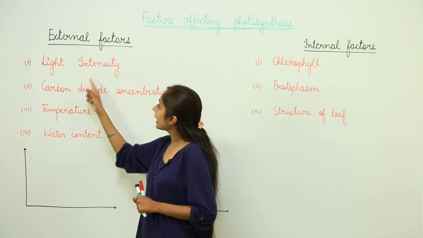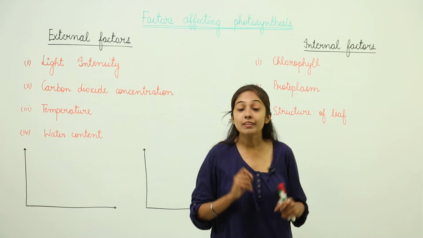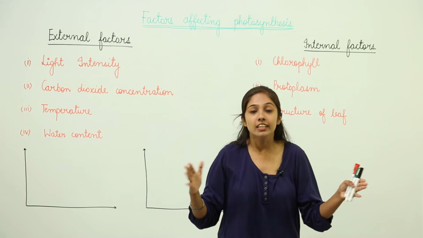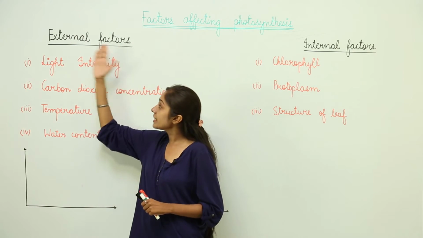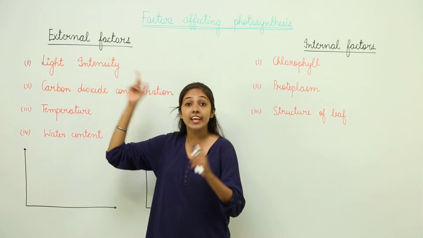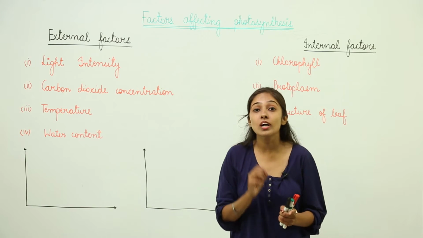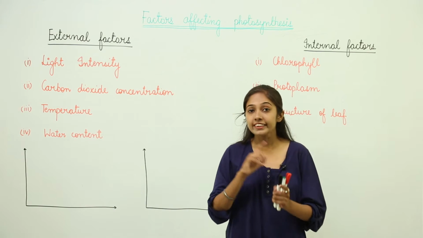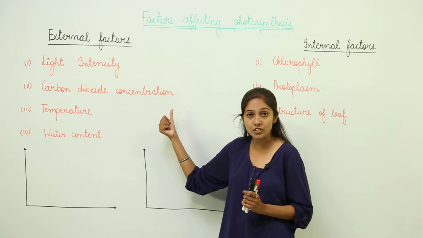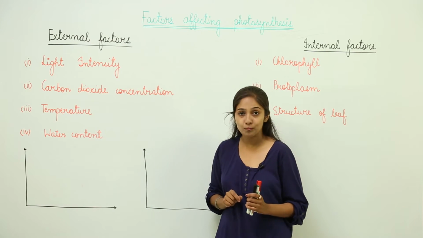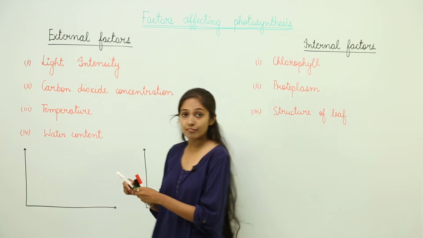When we talk about light intensity, one thing is going to come into your mind, that by increasing the light intensity, the rate of photosynthesis is going to increase. So, by increasing light intensity, yes, the rate of photosynthesis is going to increase, but up to a certain limit, and that limit is associated with carbon dioxide concentration. So, these two are linked. Let us see how. When you talk about increasing the light intensity, I just make a graph for you.